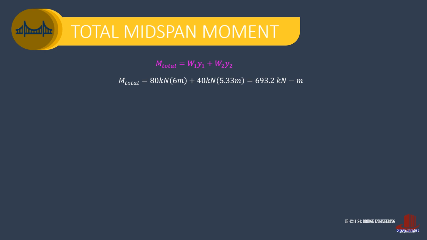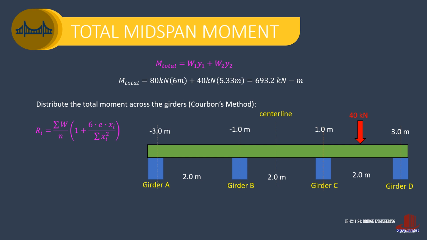This is the total moment, which needs to be distributed across the girders, and that is where we have to use the Courbon method. We take the summation of load, that is 80 plus 40, giving 120 kilonewtons. N is 4, and e is 2 meters.